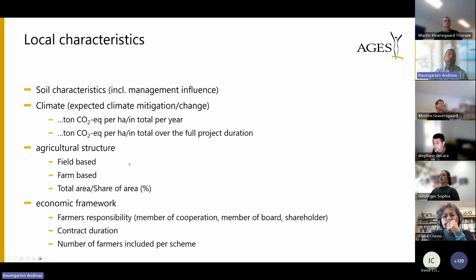So whether it's better to concentrate on the fields or whether it's better to concentrate on the farms or even on areas with respect to these measurements. And also the economic framework. So a lot has been said already about the economic frameworks and the economic circumstances that influence the acceptance and the decisions of the farmers. So this is also something that should be considered to a large extent.